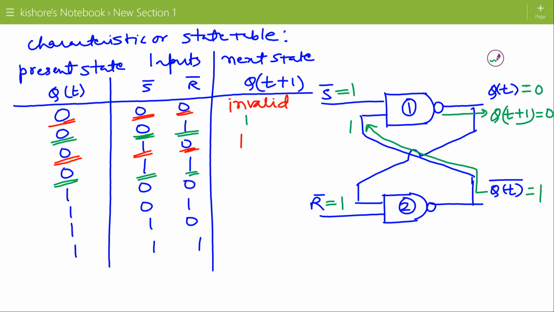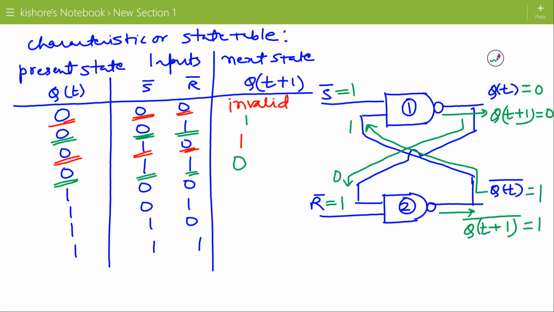And this QT plus 1 is the feedback input for the second NAND gate. 0 NAND 1 is 1. This is also a valid state. QT plus 1 is 0.